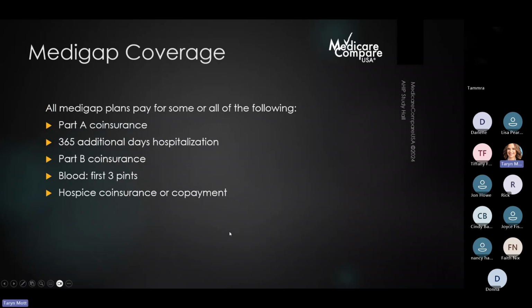All Medigap plans pay for some or all of the following. Part A coinsurance. 365 additional days of hospitalization.